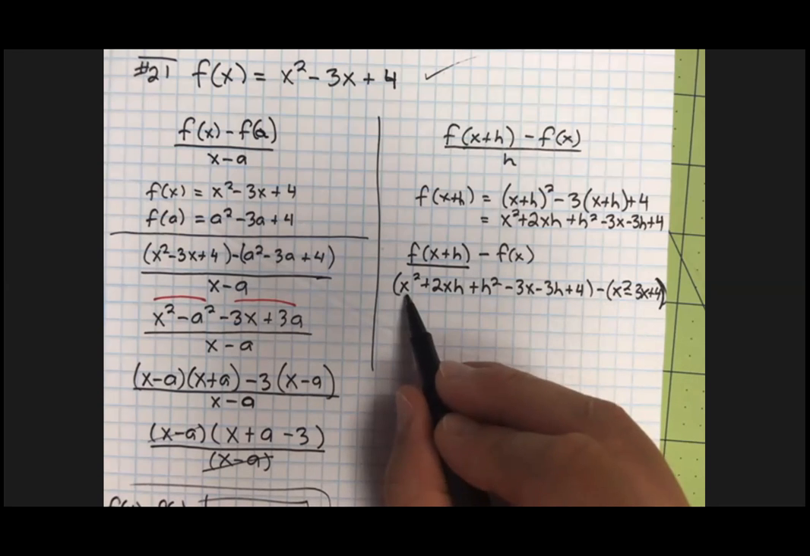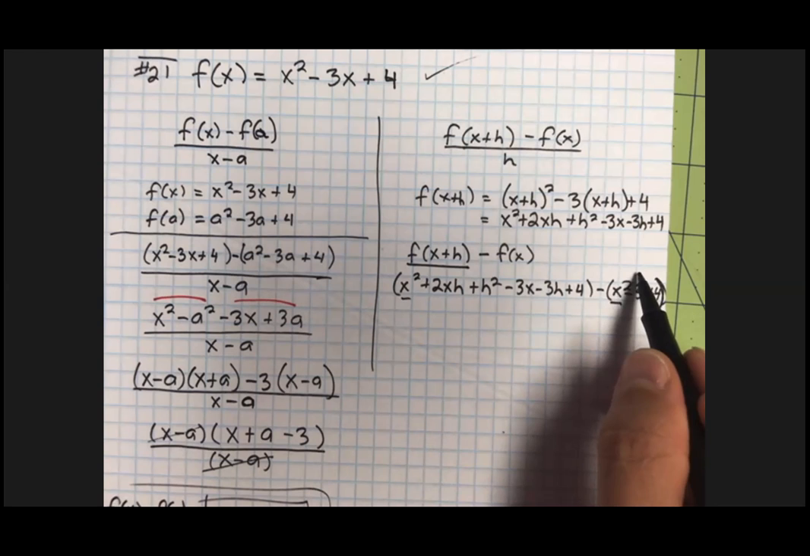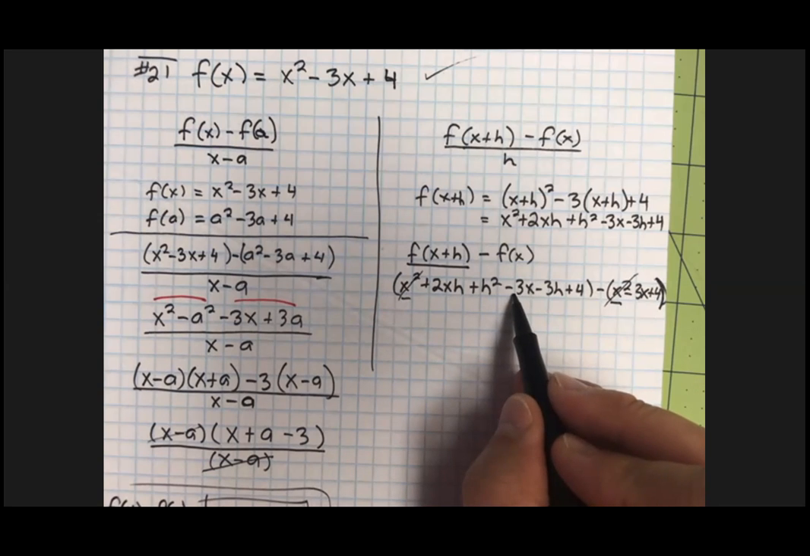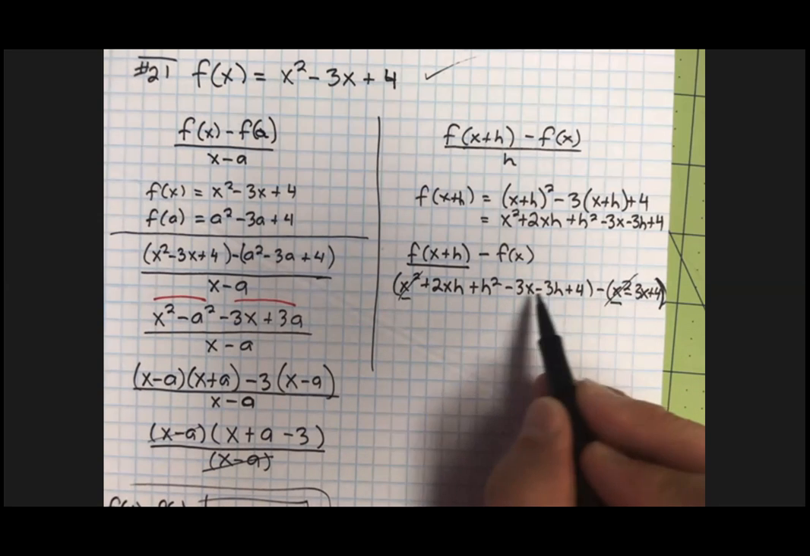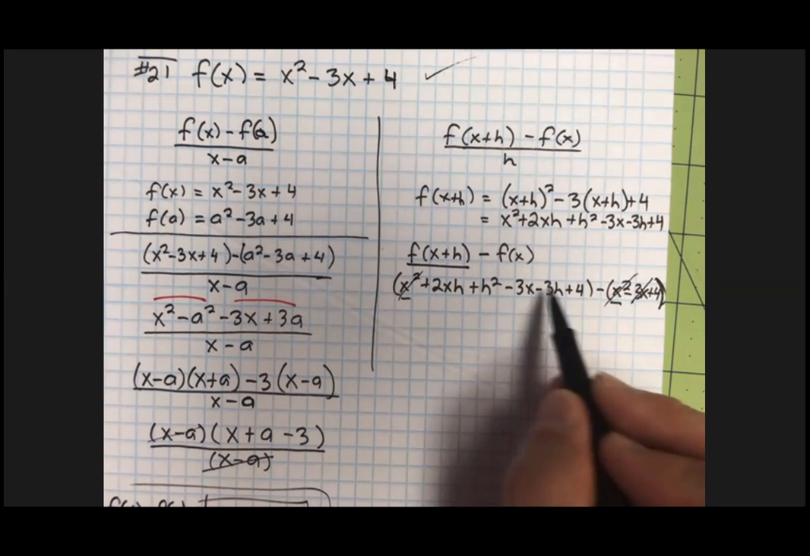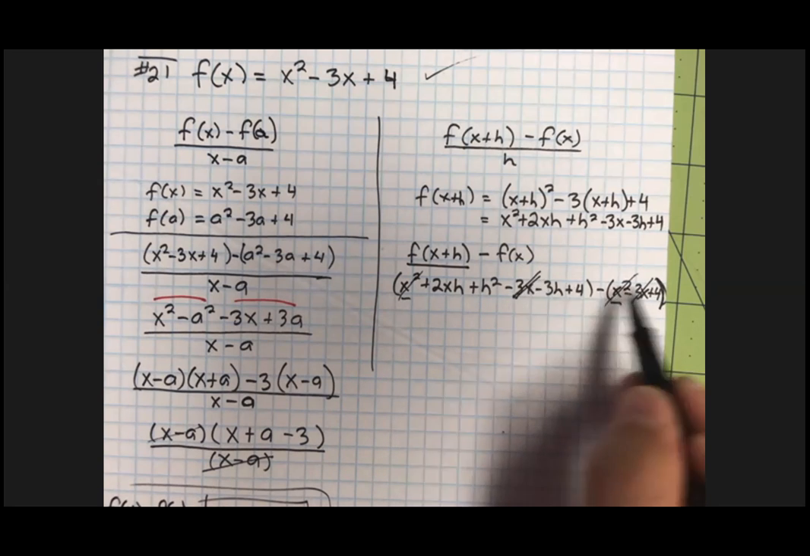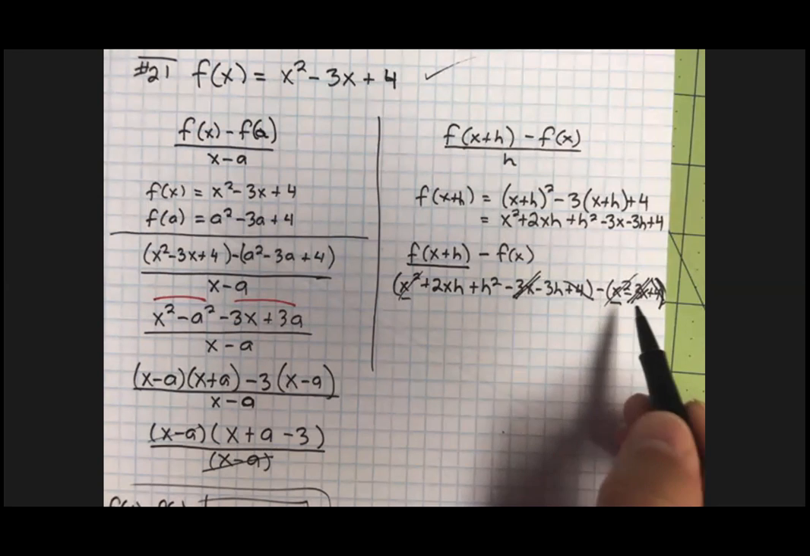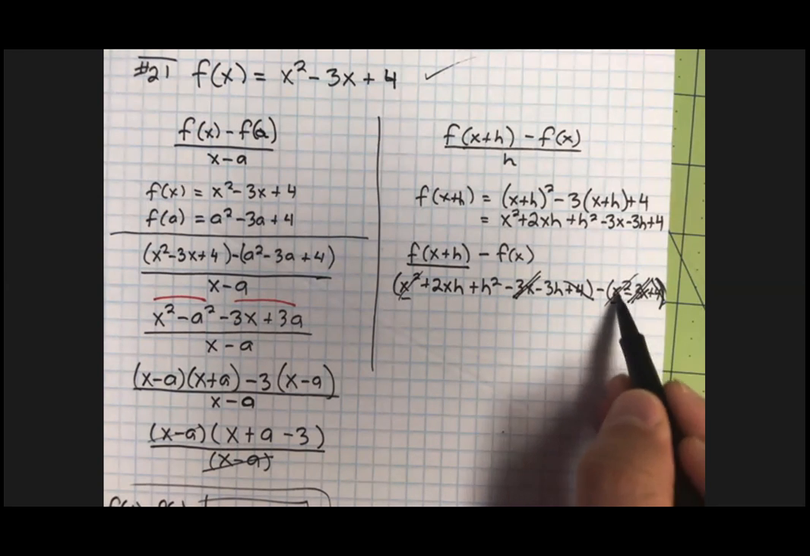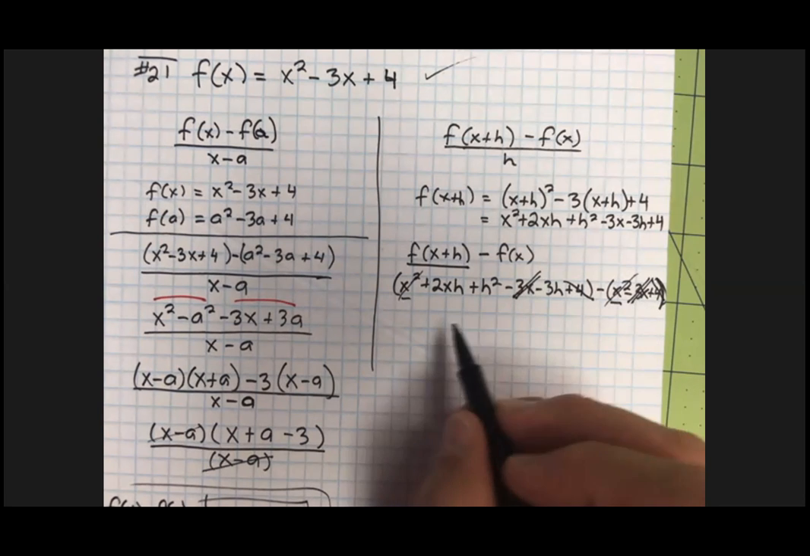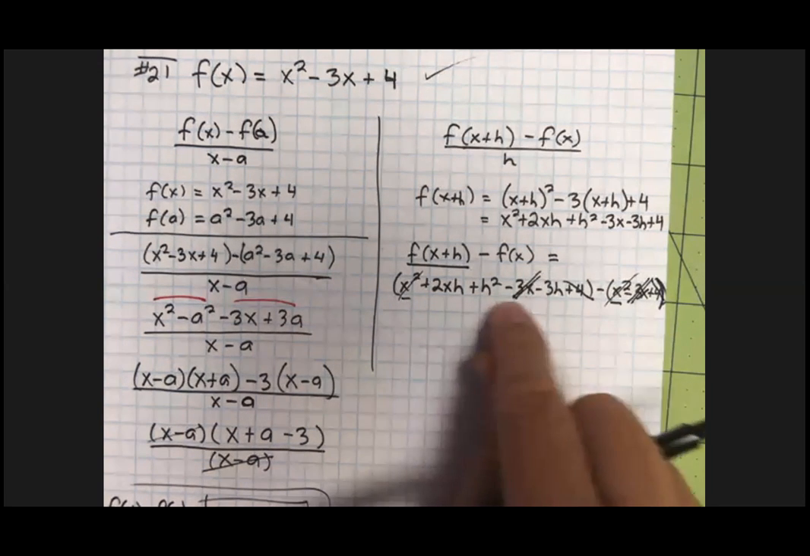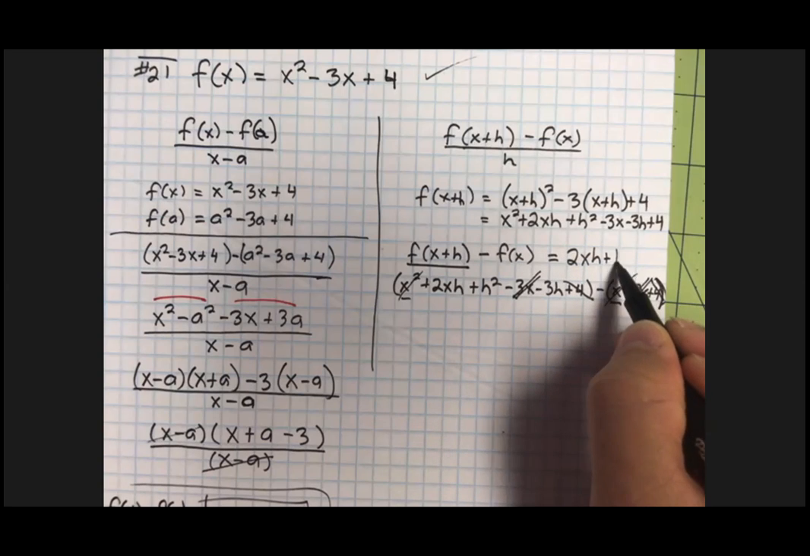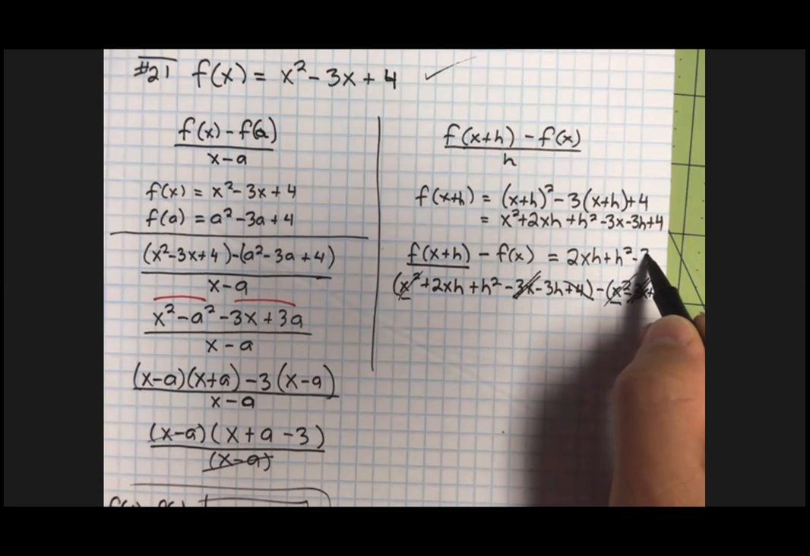What do I get? X squared minus x squared is going to be canceled out. Subtract 3x. Here's a negative 3x, and here's a subtract negative 3x. Negative 3x plus 3x cancels out. What about 4 minus 4? Cancels out. I used up all these people over here. What's left? All that's left is 2xh plus h squared minus 3h.